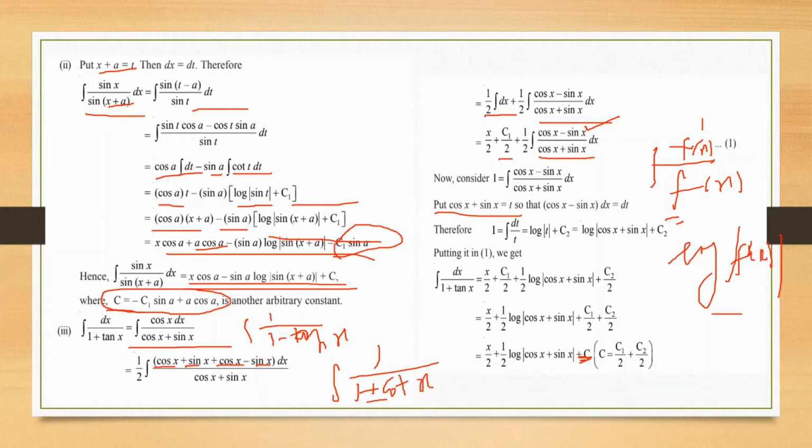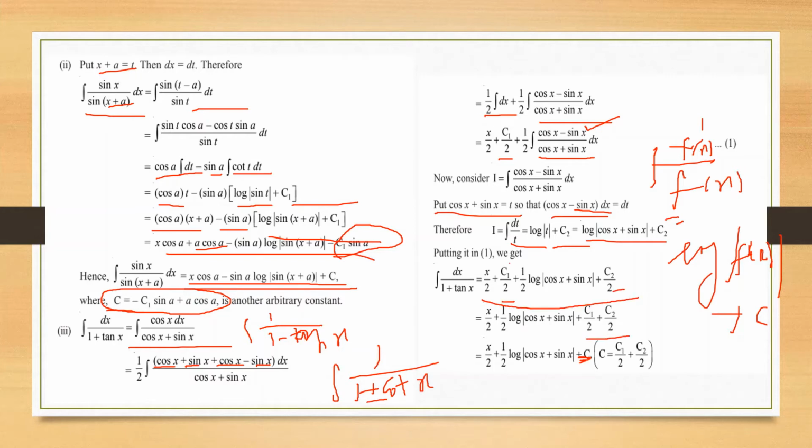So see, I have substituted cos x plus sin x as t. The derivative of cos is minus sin, and of sin is cos. After arrangement, cos x minus sin x dx equals dt. So it becomes again dt by t, which is log mod t plus c2, the constant for this integral. Put back the value of t, that is log of mod cos x plus sin x plus c2. Now you have to arrange all of them together, and these two constant terms are taken together to give an ultimate constant c.